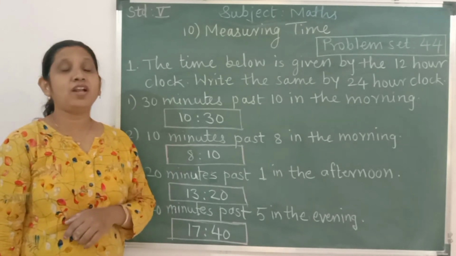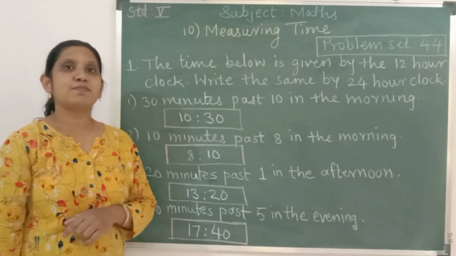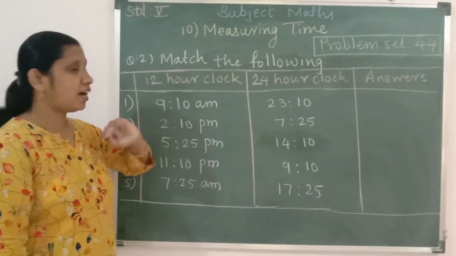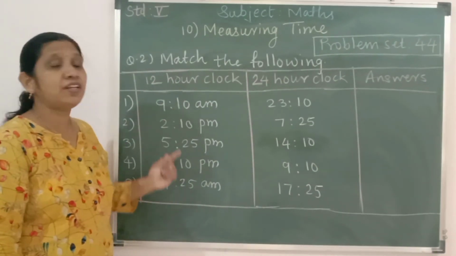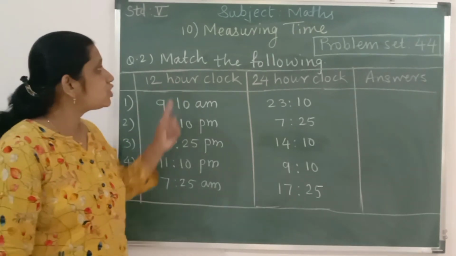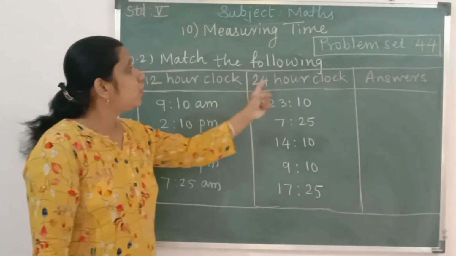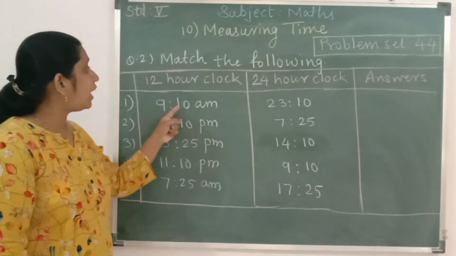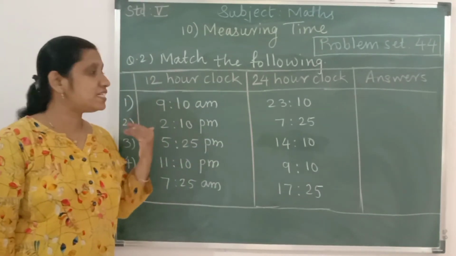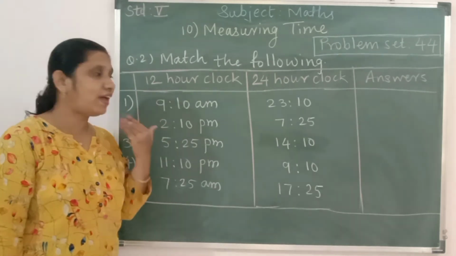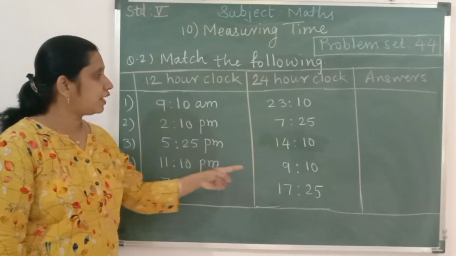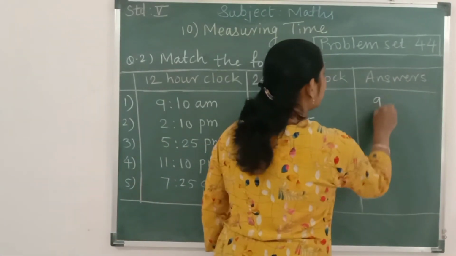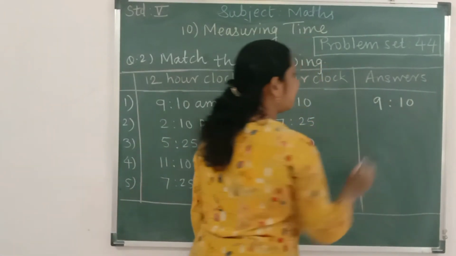Now we'll see question number 2, which is match the following. Children, see here what is given. 12-hour clock timings are given, and we have to match these 12-hour clock timings to 24-hour clock timings. Okay. Now 9:10 a.m. It means it is anti-meridian, before 12 noon. So what will be the correct timing for this? Yes, it is 9:10. So I have made a column over here, 9:10. Right?